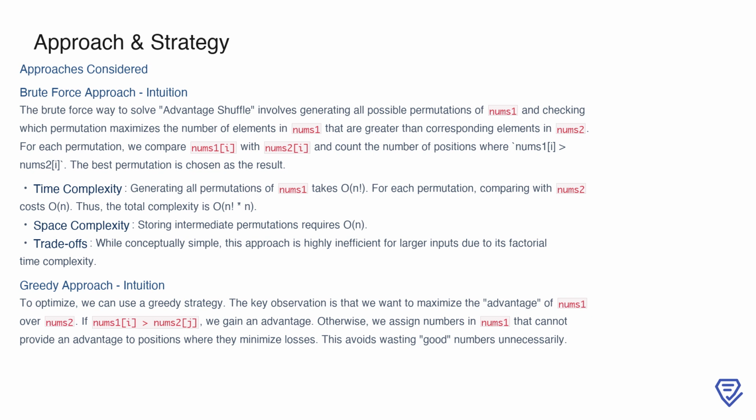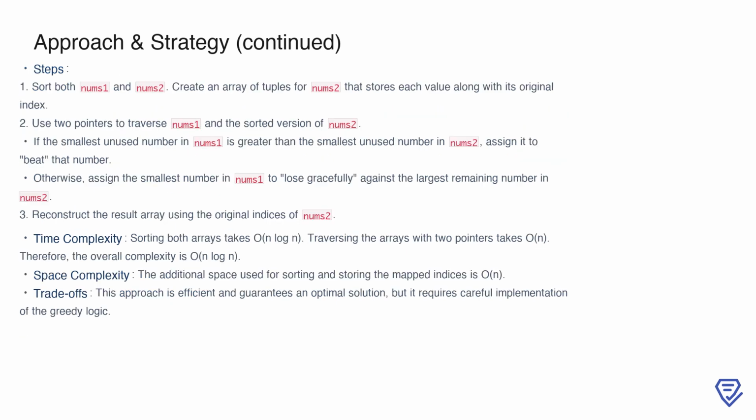Now, to address this inefficiency, we can adopt a greedy strategy that focuses on maximizing the advantage more systematically. The greedy approach optimizes the solution by taking advantage of a key insight: we don't need to focus on beating every element in nums2 directly. Instead, we can strategically allocate numbers from nums1 to maximize the overall advantage while minimizing losses.